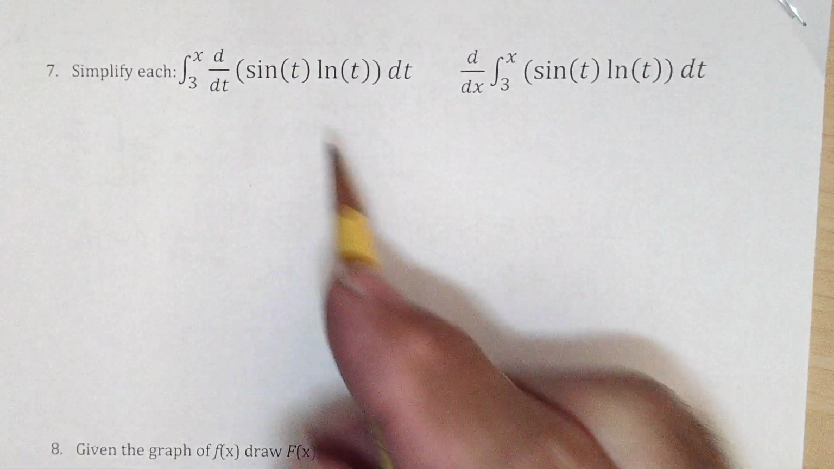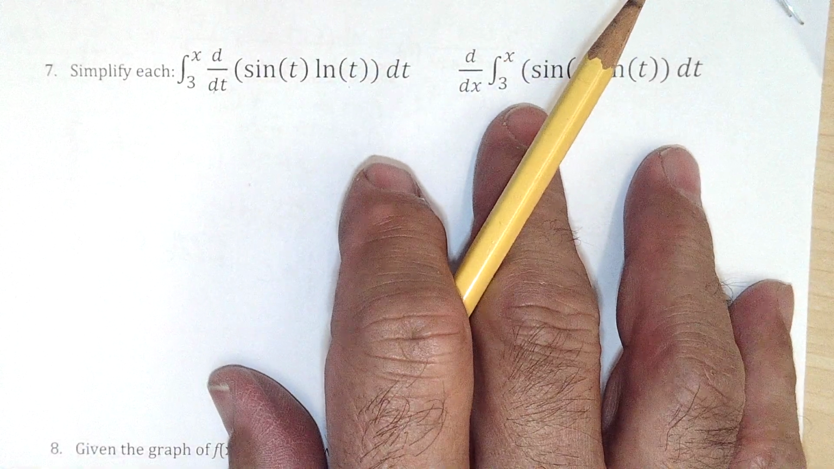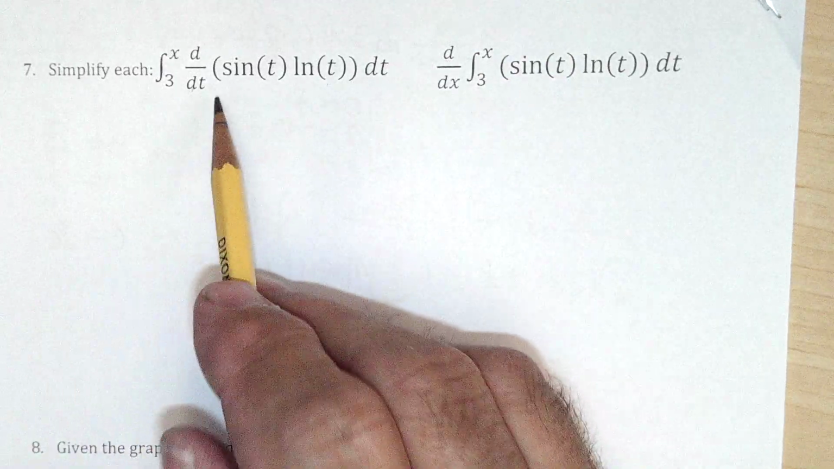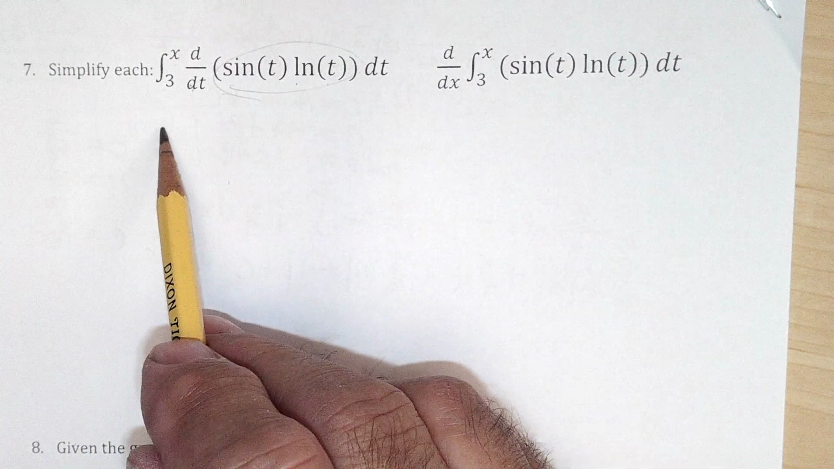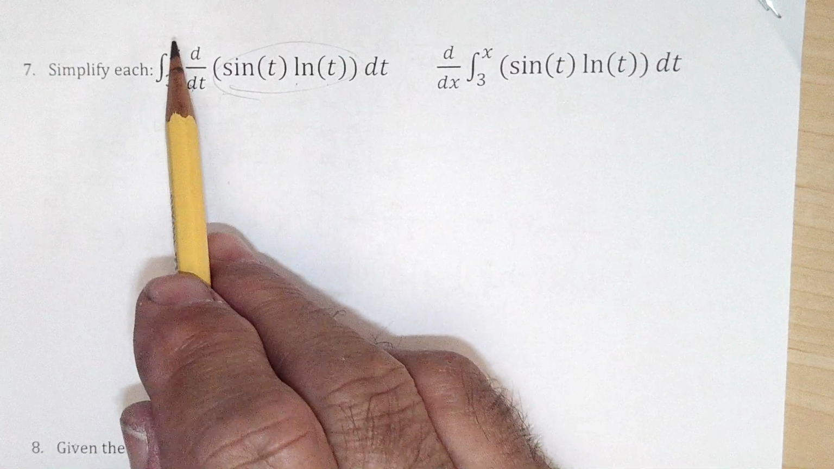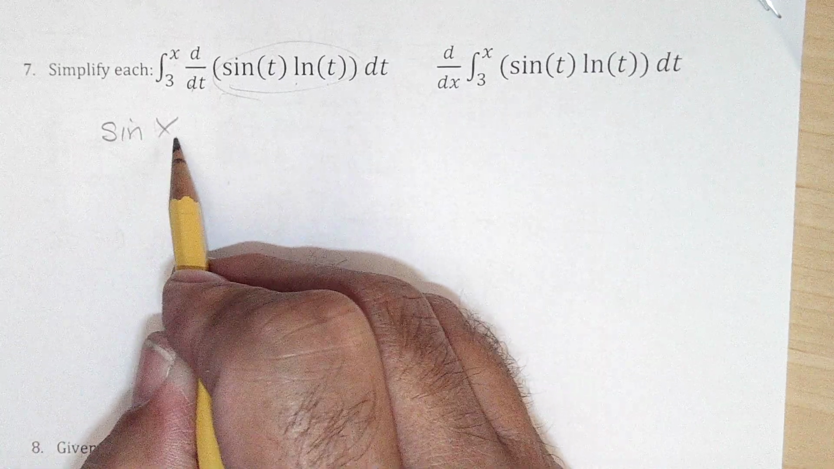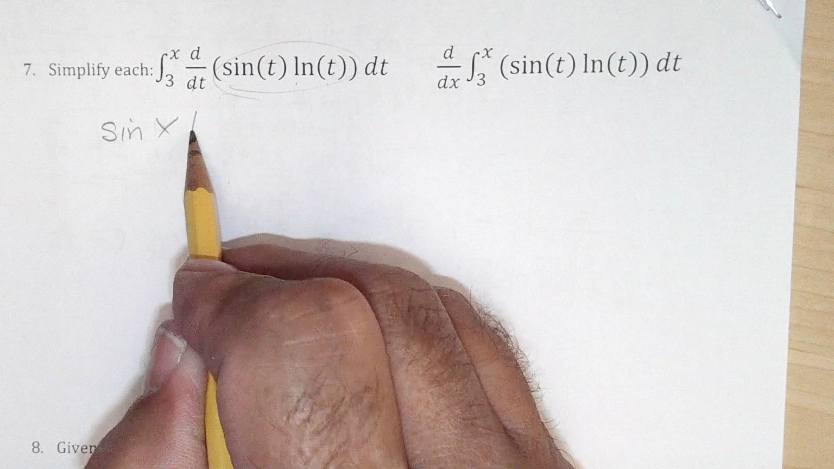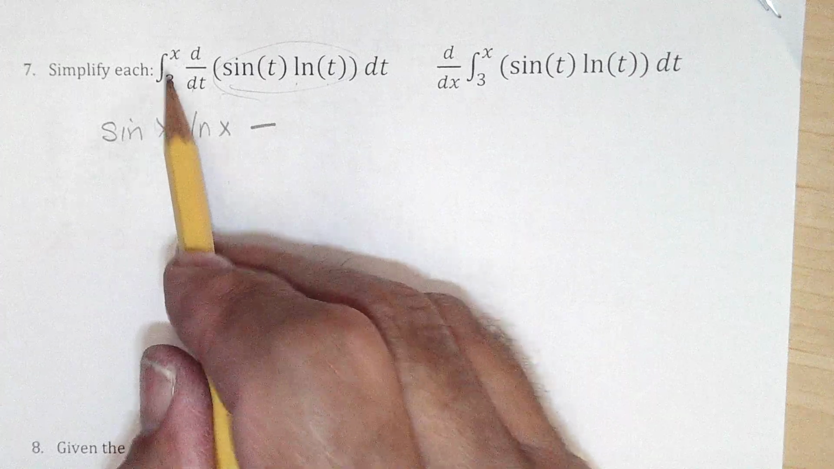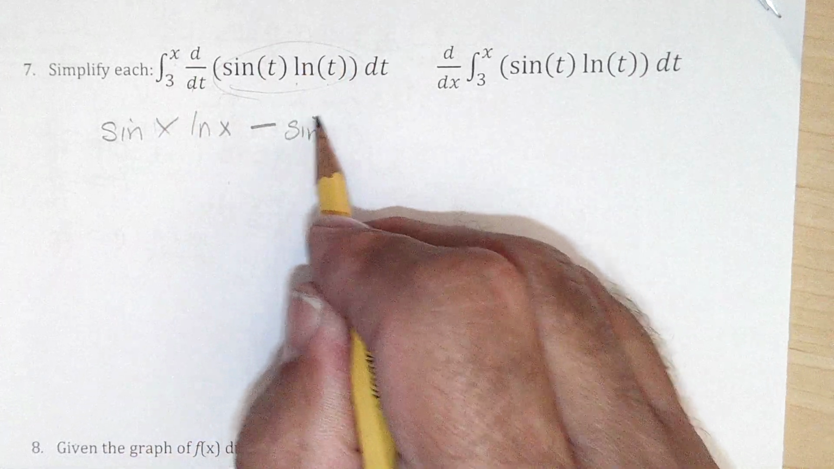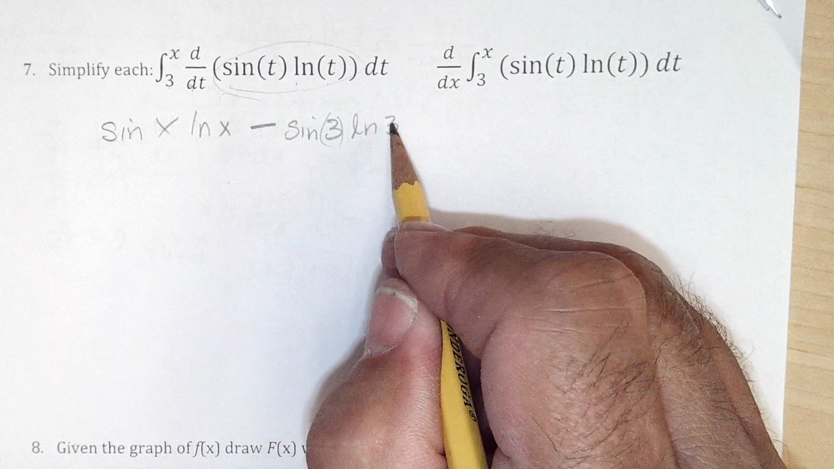Okay, 7. We're going to take the derivative first. So whatever that is, there won't be any constants created. And then when we do the antiderivative, we'll go back to this function. And we got to plug in the x. So we're going to get sine x ln x minus, then we got to put in the 3. So it's the sine of 3 ln 3.